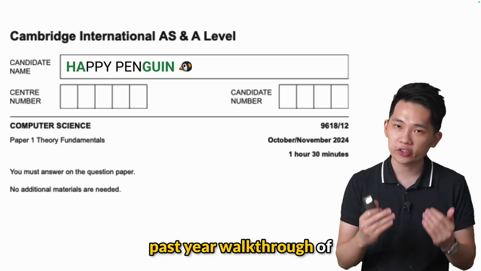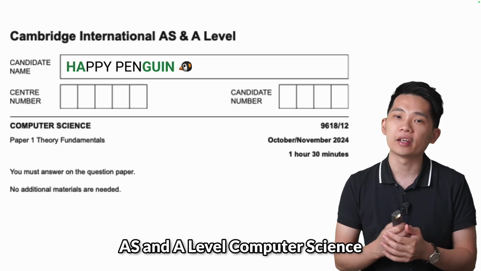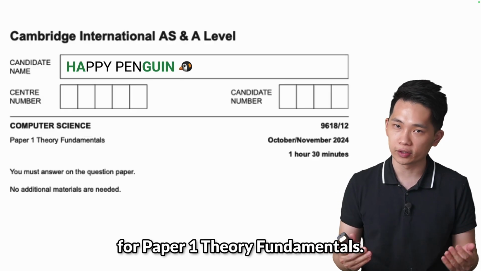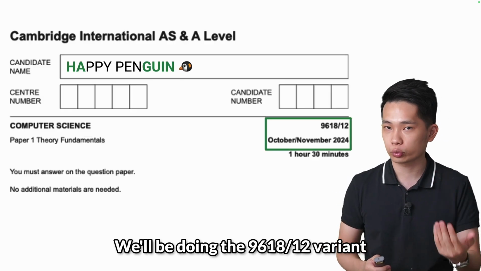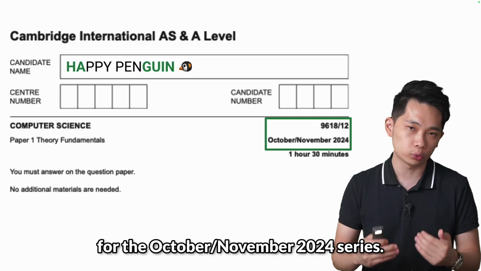Today we will be doing a past year walkthrough of Cambridge International AS and A-Level Computer Science for Paper 1 Theory Fundamentals. We will be doing the 9618/12 variant for the October/November 2024 series.